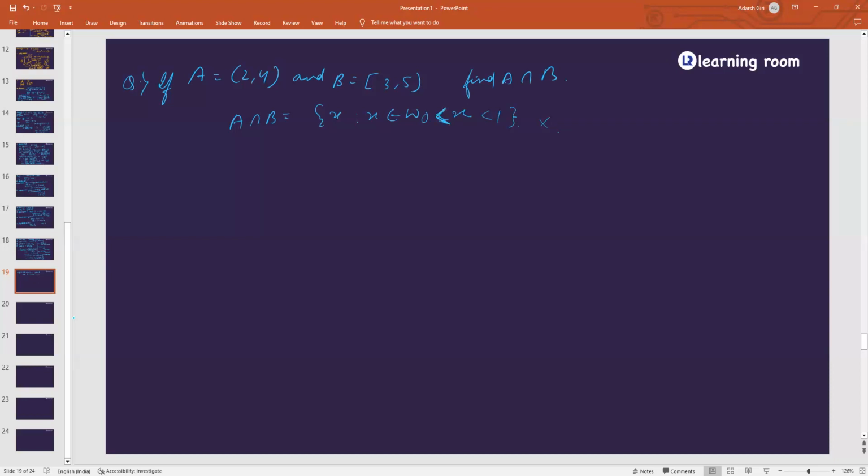Nivedita, you go on. Sir, can it be like X such that X belongs to N and 2 is less than X is less than 4? Sir, A intersection B does not have any common element. No, sir, it will be an intersection. It has common terms. So 3 is common. See, Nivedita, you were quite correct. A little bit of mistake is there. If you can rectify it, I'll give you one more minute.